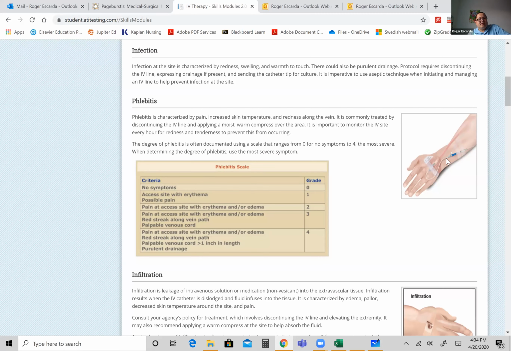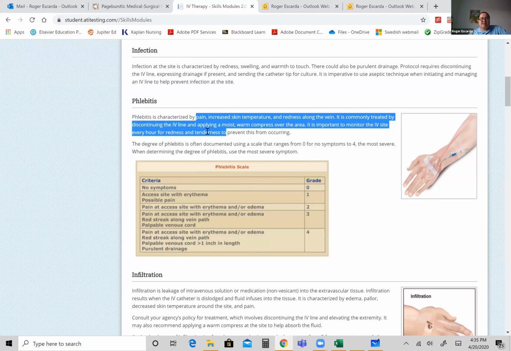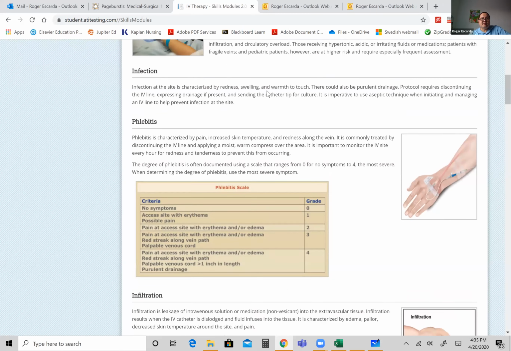The only thing you can do is discontinue it. There's no saving the IV site once you have phlebitis, because the vein is inflamed, so you shouldn't use it anymore. So these are the characteristics. It's painful, it's warm, it's red along the vein. So the only treatment is to take it out. And then after that, you apply a moist warm compress to reduce the inflammation.